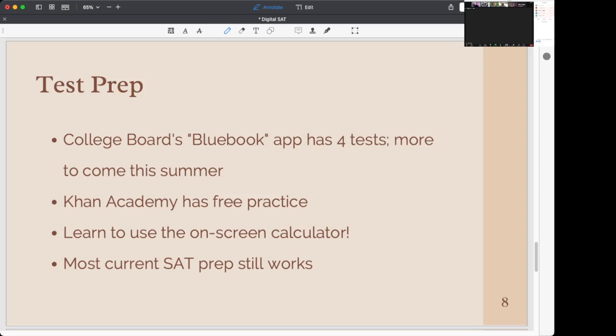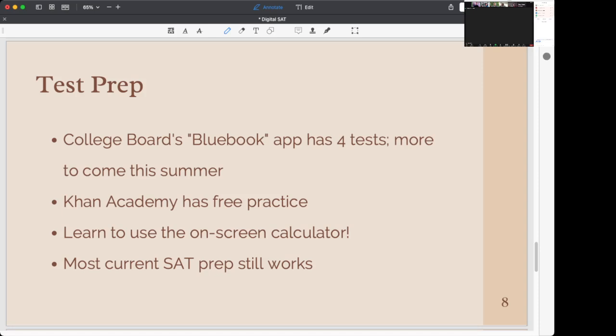So if you do well in the first section, you can get a difficult second section in the verbal and the math, and if you don't do as well, you get an easier one. So there's actually quite a bit of practice between those 4 tests. And College Board's announced that in the summer they're going to release, I think, 3 or 4 more. At least that's what they said.